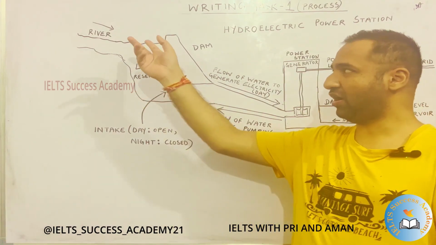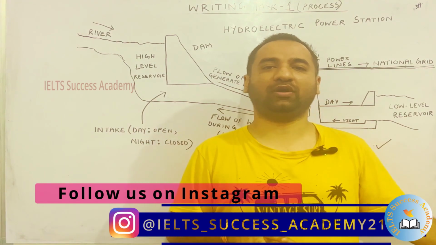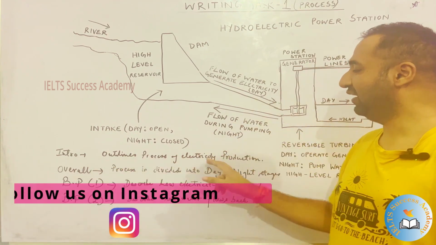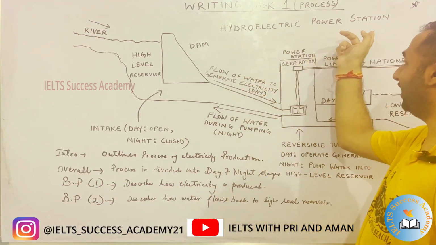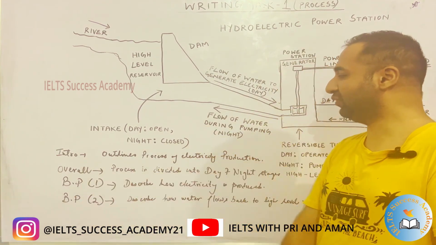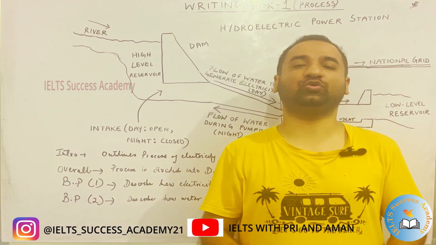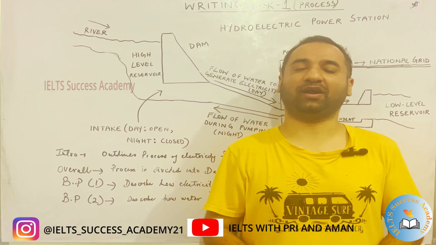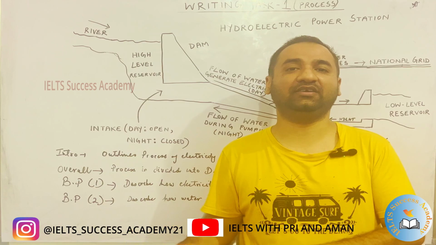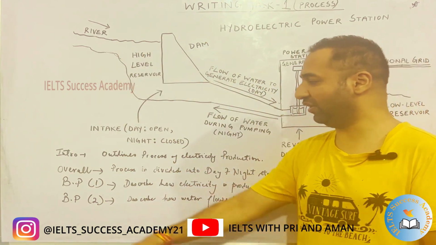Okay. So how will you divide this into introduction, overall, body paragraph 1 and body paragraph 2? So in the introduction, we can write how electricity is produced in the hydroelectric power station. While in your overall, you can describe the process. You can say that the process is divided into two parts, the day part and the night part. And in the day part, how electricity is produced, and in the night, how water moves from the low level reservoir to the high level reservoir.